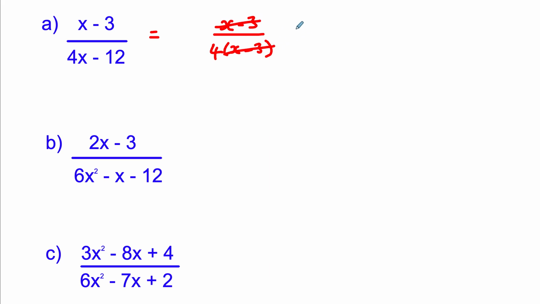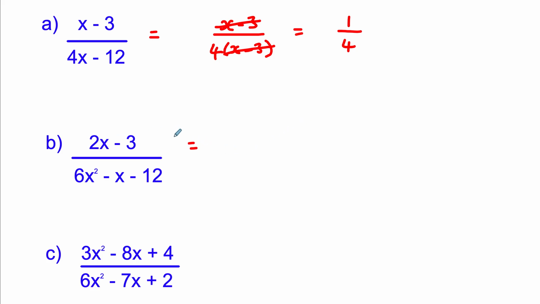Remember, you can cancel when things are being multiplied, but you couldn't cancel when things are being added or subtracted. So I couldn't cancel the 3 and the 12 by 3 because there's an add here, not a takeaway, not a times. So that is fairly straightforward. That's just a quarter.